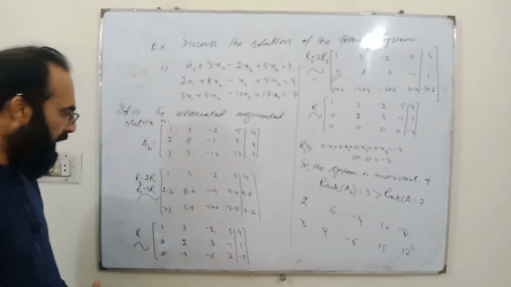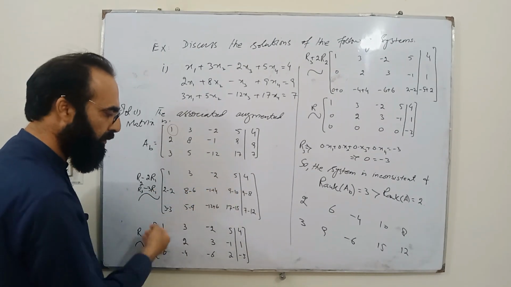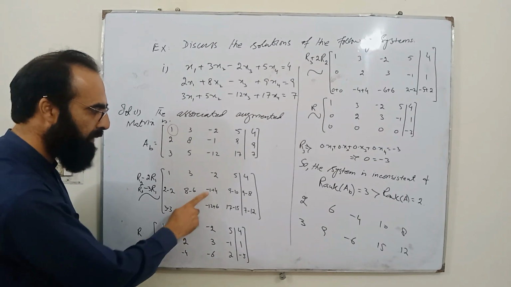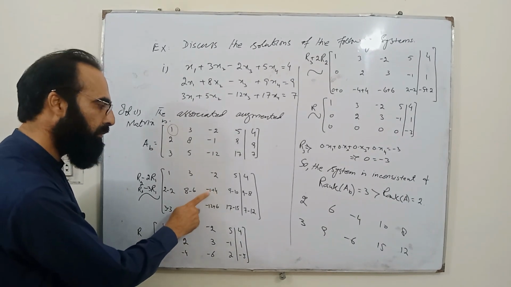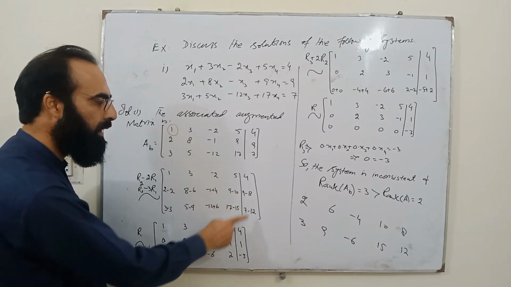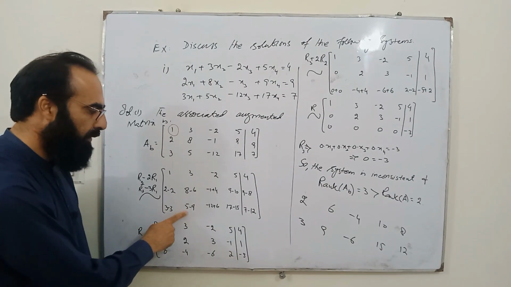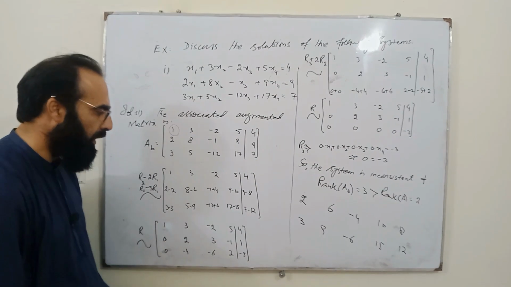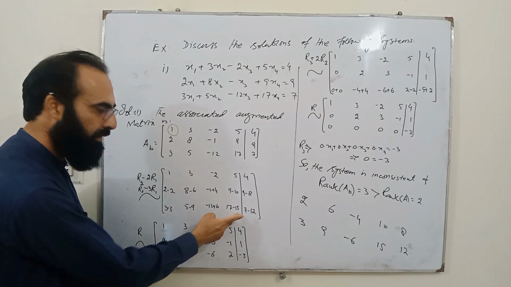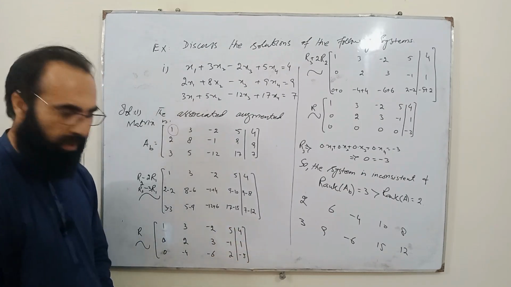Just simplify this matrix, we will get 1, 3, minus 2, 5 and 7 will remain the same. 2 minus 2 will give us 0. 8 minus 6, 2. Minus 1 plus 4, 3. 9 minus 10, minus 1. 9 minus 8, 1. 3 minus 3, 0. 5 minus 9, minus 4. Minus 12 plus 6, minus 6. 17 minus 15, 2. 7 minus 12, minus 5.